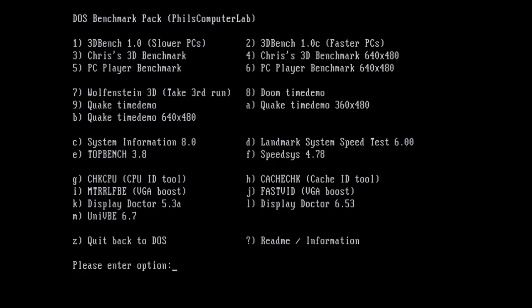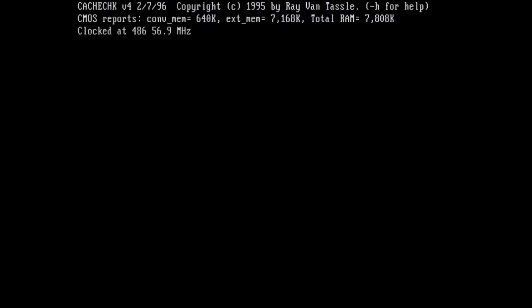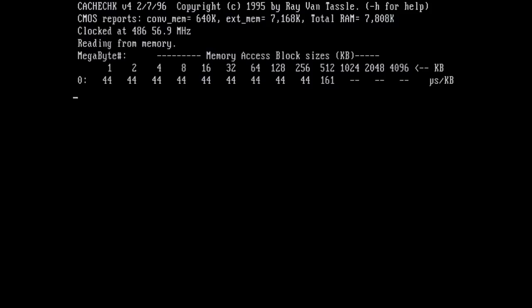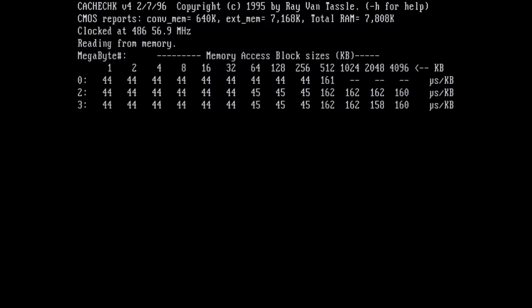So then let's make H cache check, also very interesting. And here we can see the next problem. If you check here, up to 256 kilobytes, we get always the same measurements with 44 microseconds per kilobyte. This means it's not recognizing the first level cache, the first 8 kilobytes here. So there must be still something wrong with the cache. And this I will also show you now.